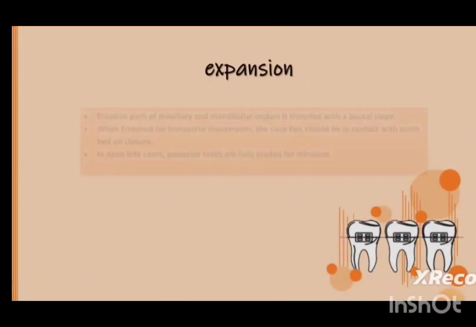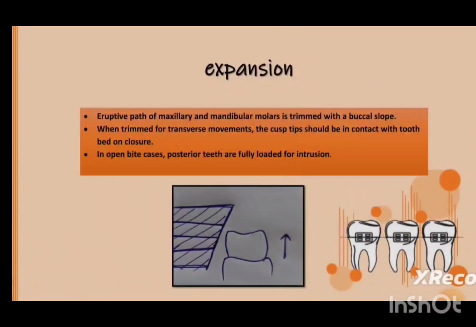Now coming to the expansion, the eruptive path of maxillary and mandibular molar is trimmed with a buccal slope. Now as you can appreciate in this hand-drawn diagram, I might say, the acrylic is having a buccal slope and the eruptive path of teeth is then in that particular slant. So this will cause the transverse growth or the expansion.